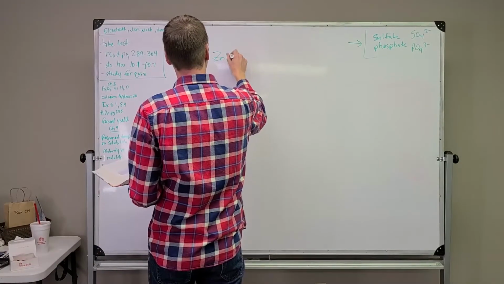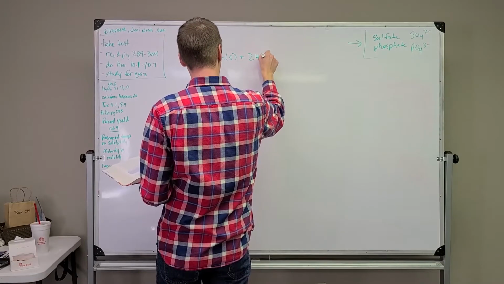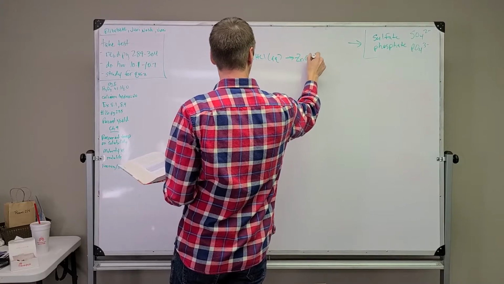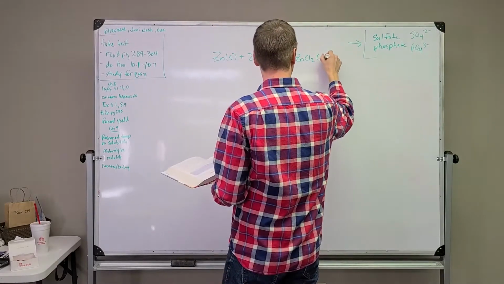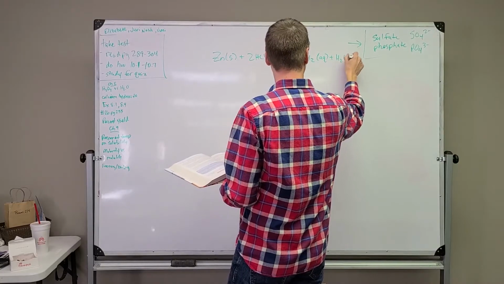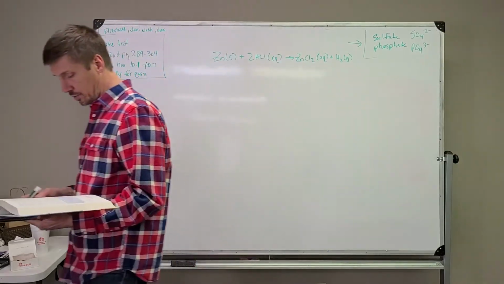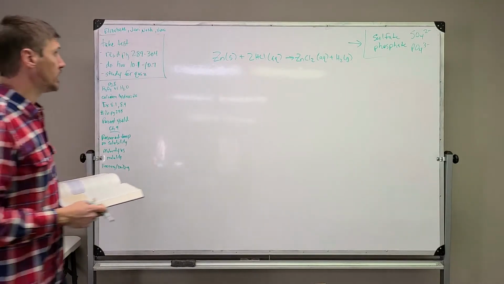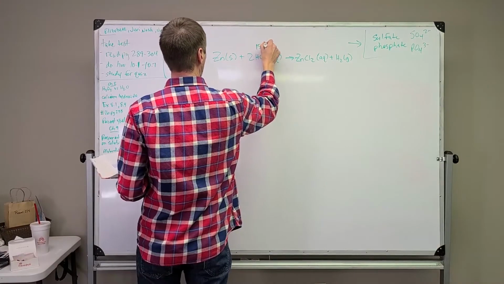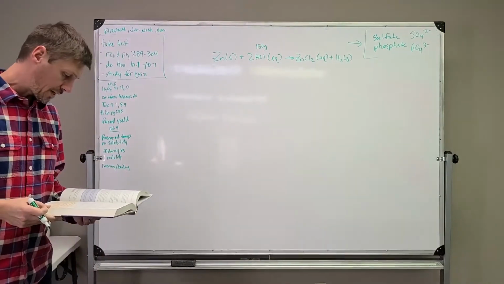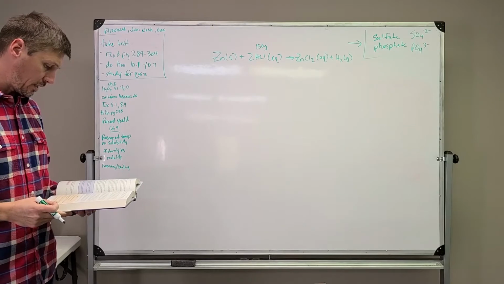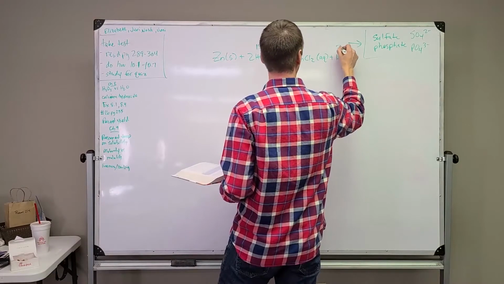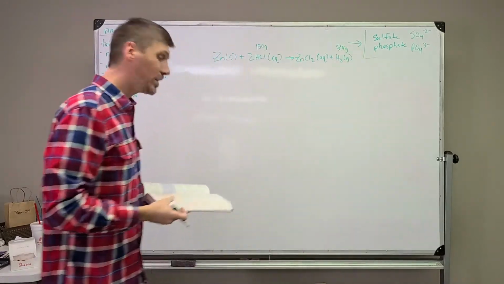Zn solid plus 2 HCl aqueous yields ZnCl2 aqueous plus H2 as a gas. And it says the chemist uses an excess of zinc and 150 grams of HCl. So we've got 150 grams of this. When she collects the hydrogen gas, she finds that she made 3.9 grams of it. So the hydrogen gas, she got 3.9 grams of this. What is her percent yield?